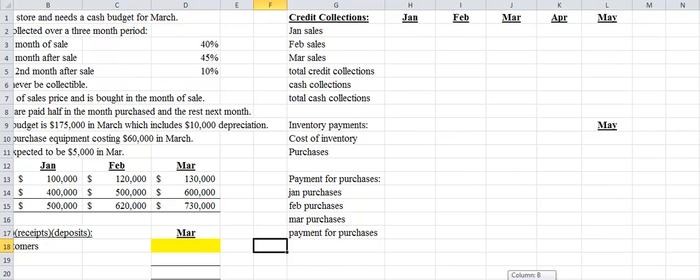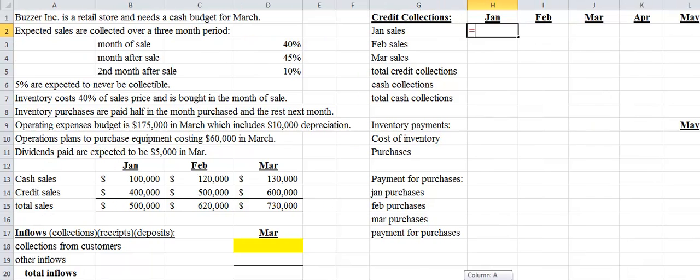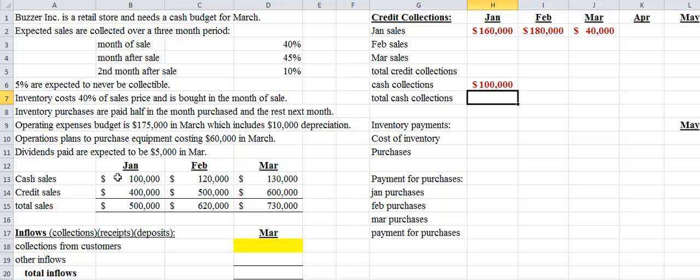All right, so let's go over here. I've got a little schedule started. Let's work it. So January sales, when am I going to collect them? Well, I'm going to collect the first part of January sales, January's credit sales, 40% in January. I'm going to collect a little bit more of January's credit sales in February. How much more? 45%. How about in March? I'm going to collect the last piece of January's credit sales, 10% in March.